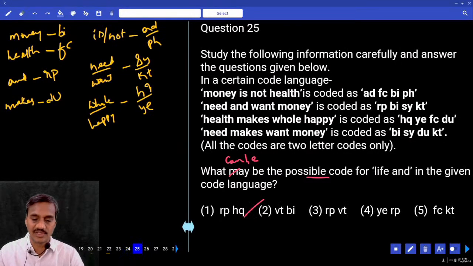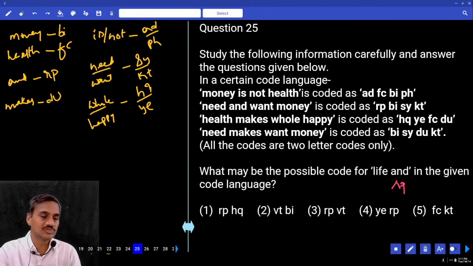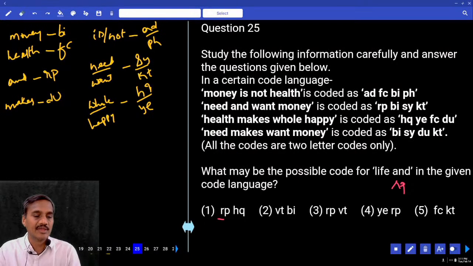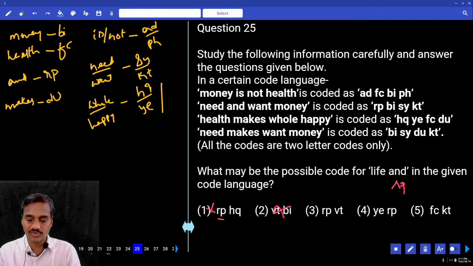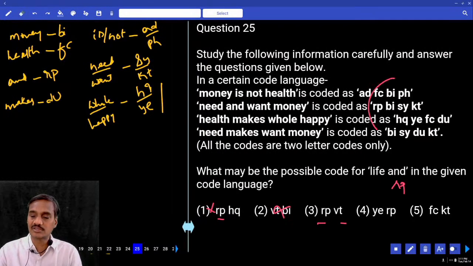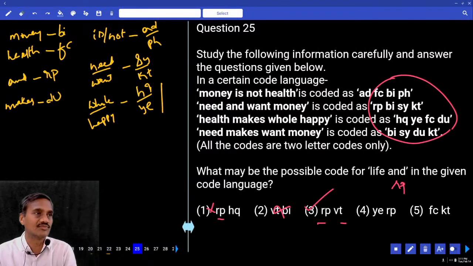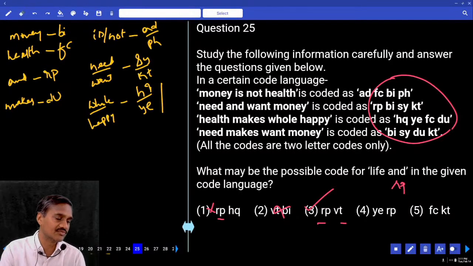Then next one, 25. What may be the possible code for life end? Now end is what? End is RP. Life is nowhere given. And the code to the word life must be anything else apart from the given. Hence RP must definitely be there. HQ is a code for either whole or happy but not to the word life. Choice 1 is ruled out. RQ is not there. Now RP is here. VT is not given as the code for any one of these words, and it can be the code to the word life. Hence choice 3, question number 25.